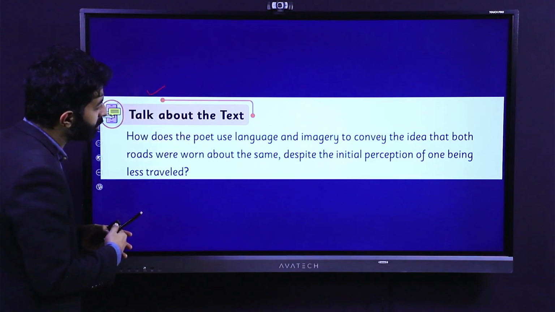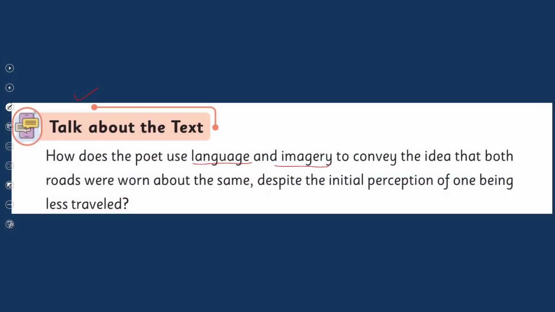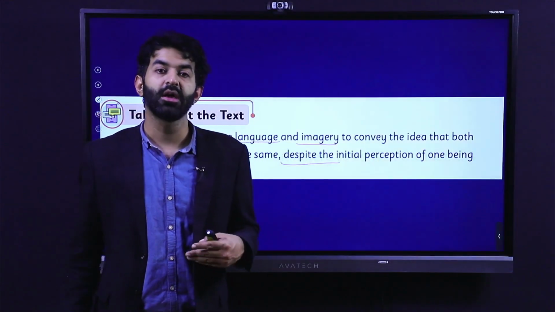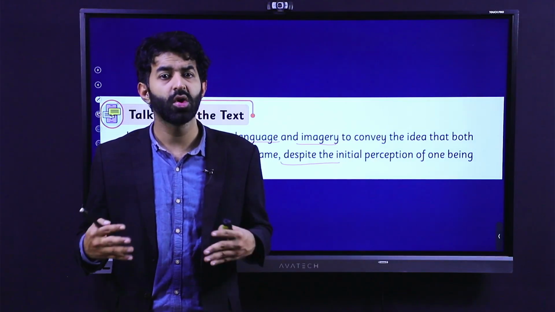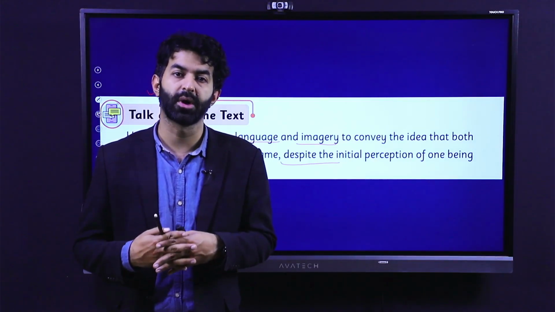How does the poet use language and imagery to convey the idea that both roads were worn about the same, despite the initial perception of one being less traveled? So at the end, we know that the poet thought about it. He found out that the other road was also like this. So he decided that he will explore it some other day.